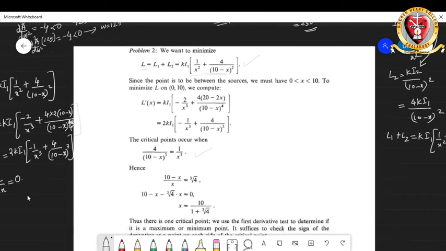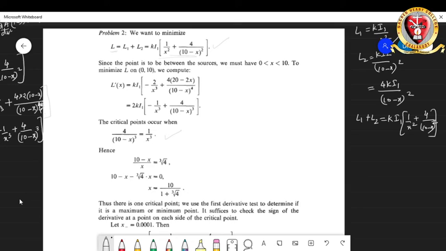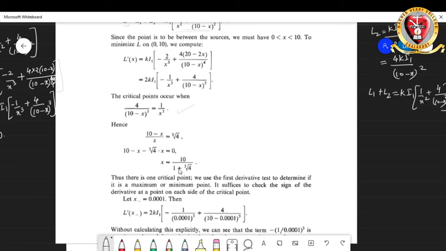Then you rearrange, you take the cube root, and cross multiply. So you have here (10 minus x) divided by x is equal to cubic root of 4. So 10 minus x minus cubic root of 4 into x is equal to 0. Then you rearrange, take minus x and minus cubic root of 4 x to the other side, and then take x out, and finally you get x is equal to 10 divided by 1 plus cube root of 4. So that is the critical point.